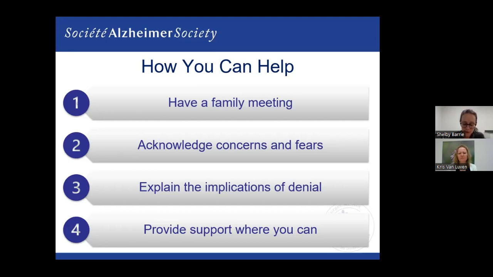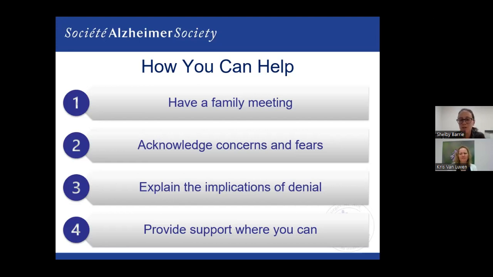And then lastly, provide support where you can. You might offer to get groceries, help with yard work, or take the person with dementia out for a drive so that the primary caregiver has some time to relax. Let the care partner know about the education and services provided by the Alzheimer's Society, free of charge, and you can self-refer. You do not need a doctor's referral for our services.